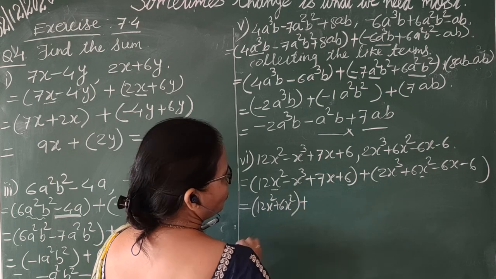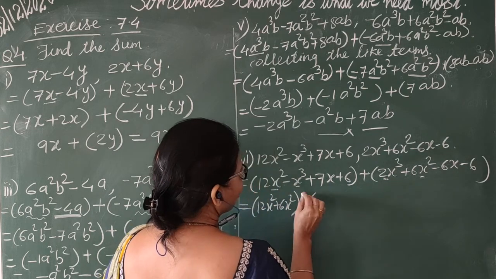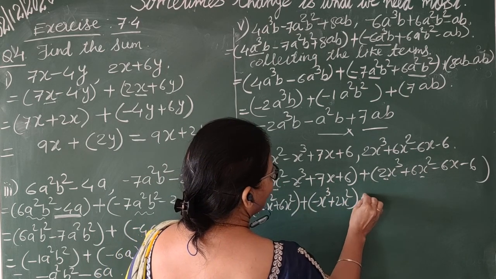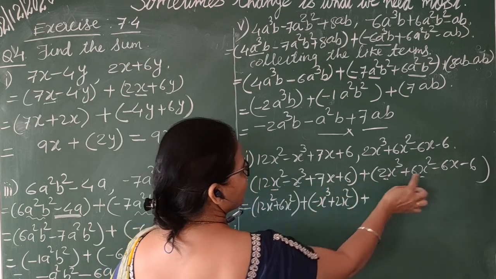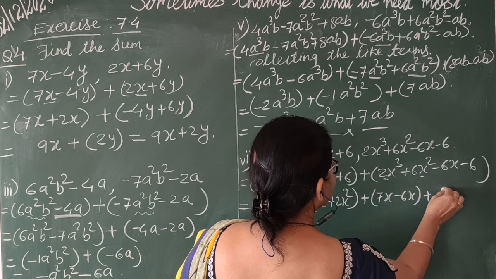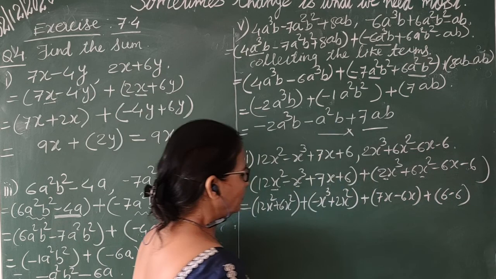Okay. Now again here x cube and here is x cube. So write along with the sign. Now here x and here x. So here 7x minus 6x. Here 6 and here minus 6, 6 minus 6.